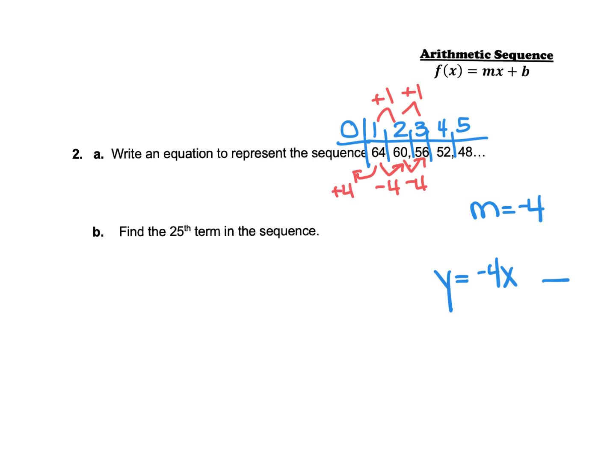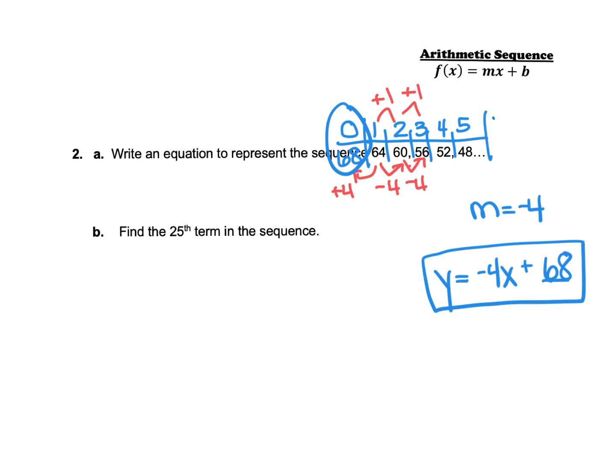So 64 plus 4 would give us 68. So we know that our y-intercept, when x is 0, is going to be 68. So here's our equation for this sequence. And then to find the 25th term, we need to plug in, we're saying when x is 25, what's y going to be?